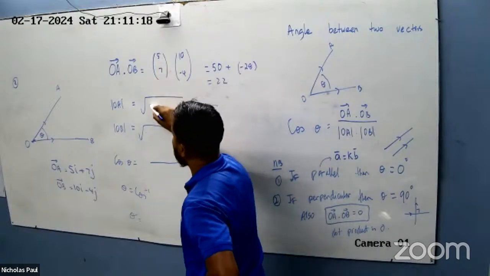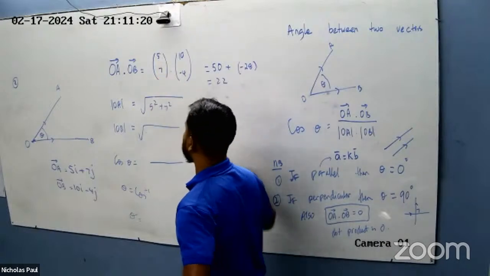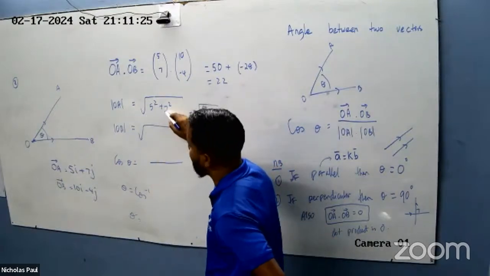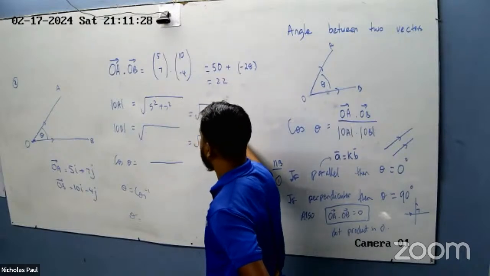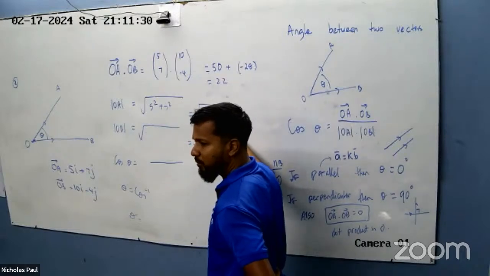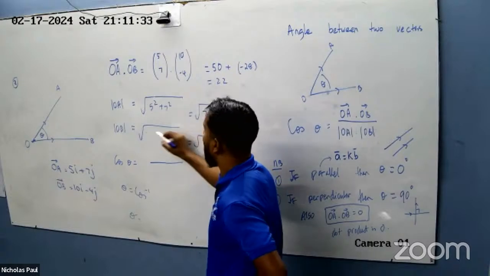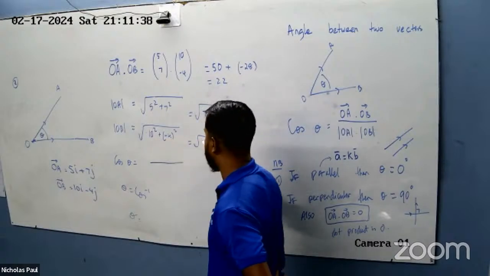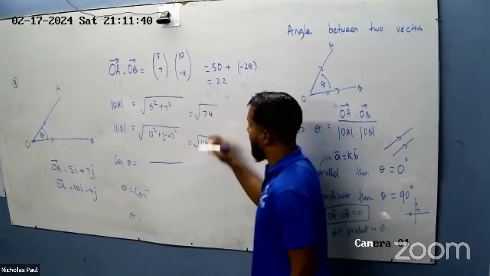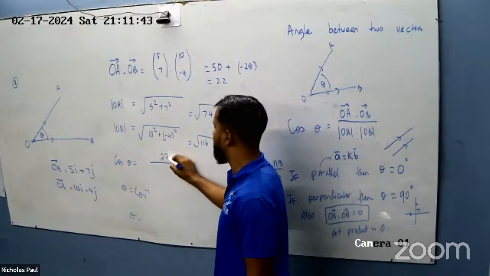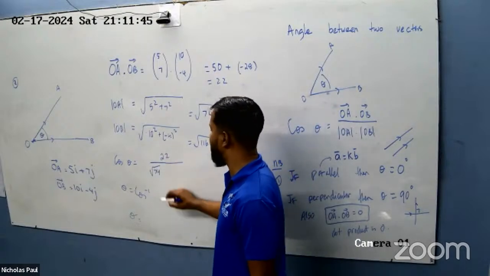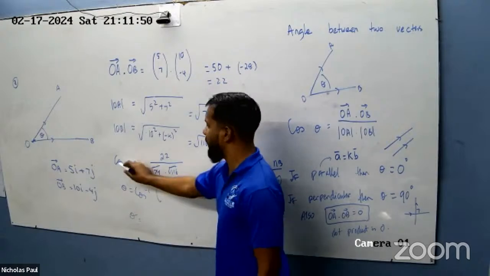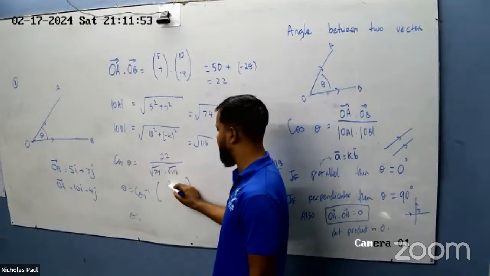Next, square root of 5 squared plus 7 squared. That is 25 plus 49, that's 74. Here is 10 squared plus minus 4 squared, that's 100 plus 16, so 116. Leave it just like this: 22 over the square root of 74 times the square root of 116. Carry on to the calculator and find cos inverse of this.